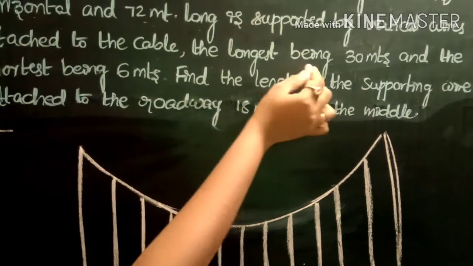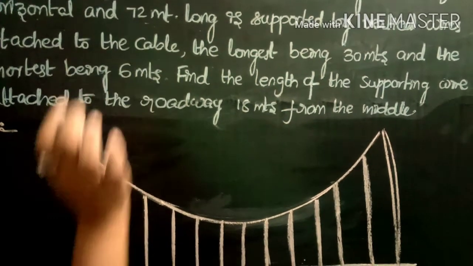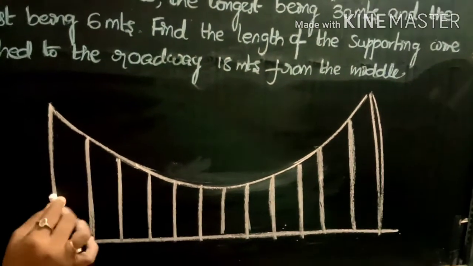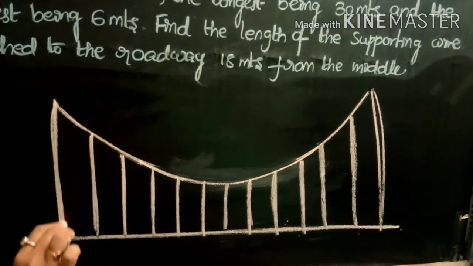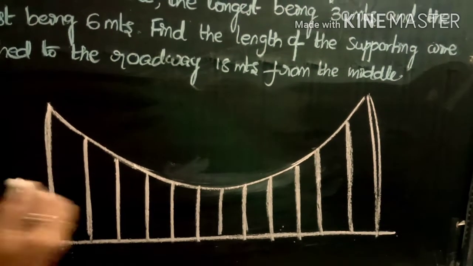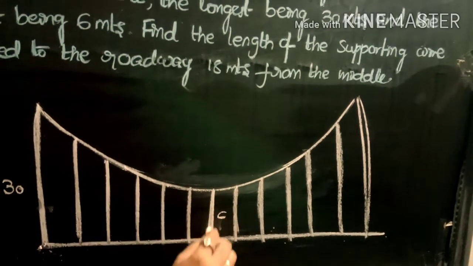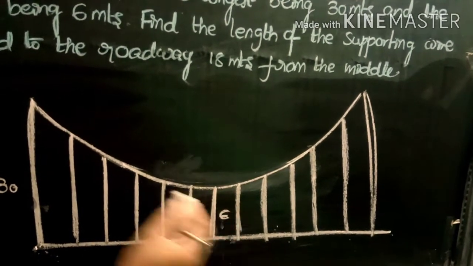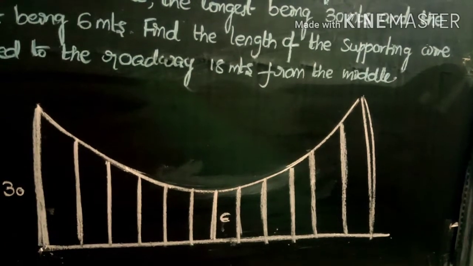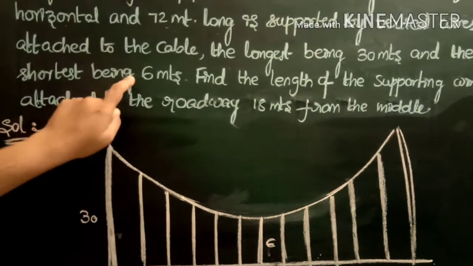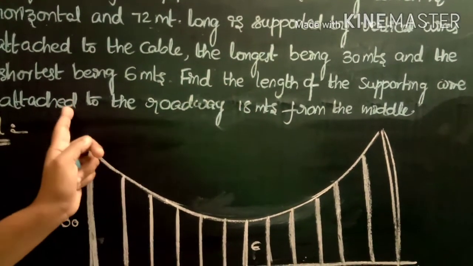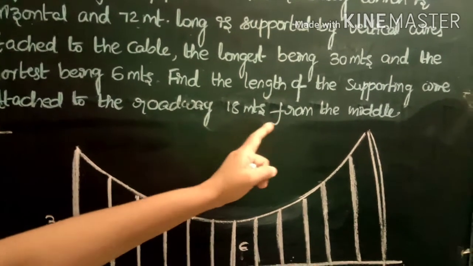The longest being 30 meters and the shortest being 6 meters. These are all the vertical lines, and given that the length of the longest wire is equal to 30 and the length of the shortest wire is equal to 6. Now, find the length of the supporting wire attached to the roadway 18 meters from the middle.